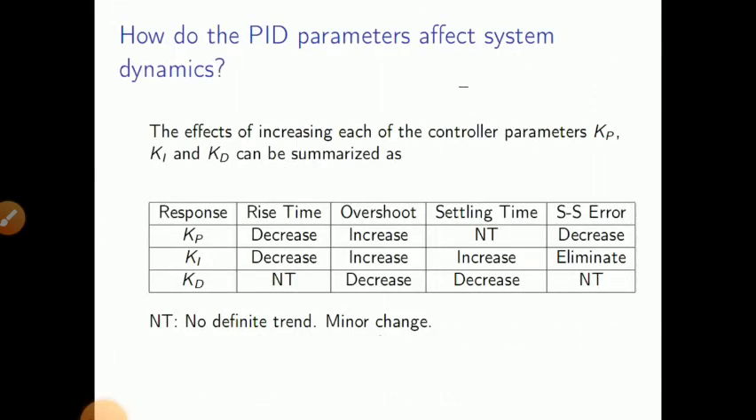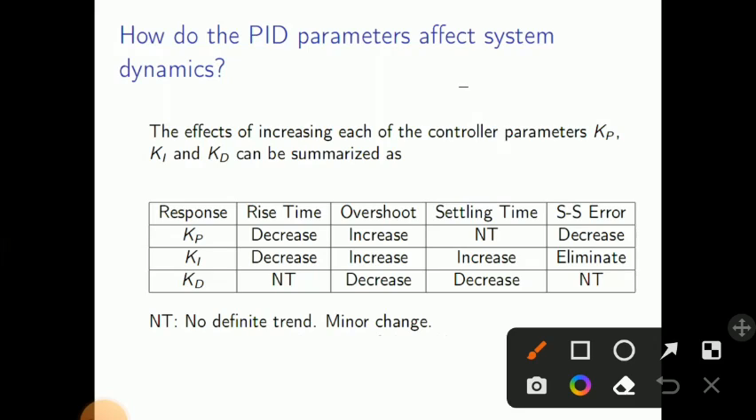So how do the PID parameters affect system dynamics? The effects of increasing each of the control parameters Kp, Ki and Kd can be summarized as follows. Suppose there are three parameters Kp, Ki and Kd. If these parameters increase, there is some effect on the system: rise time, overshoot, settling time, steady state error all get changed. In this table, NT means no definite trend, that is, minor changes.